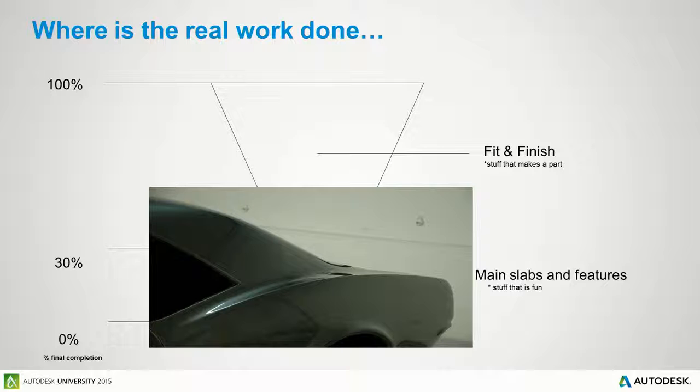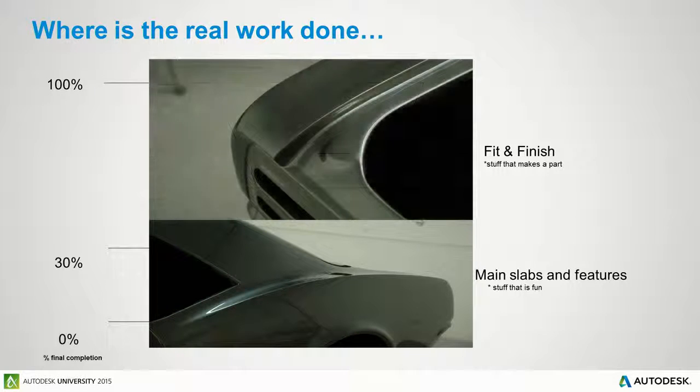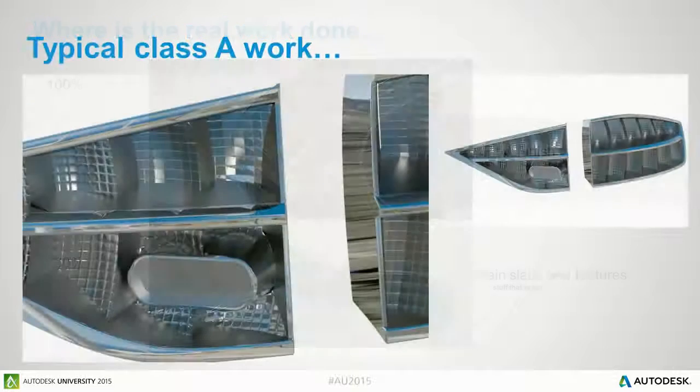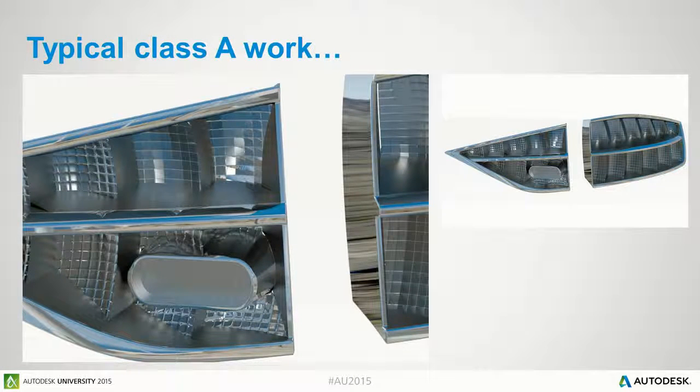And most of the work, though, is done up in here, fit and finish. That's what everyone notices. The big form shapes are easy. I mean, I can teach people to make these big shapes. That's easy. What's very difficult to teach is how to control that gap right there with a flaring surface and keep a constant gap with nice radiuses that track one another and all of that stuff. That is where all the work is done. This is just another illustration of what Class A surface work really is.